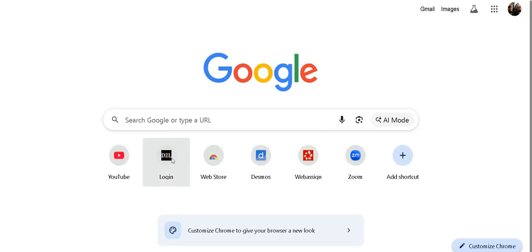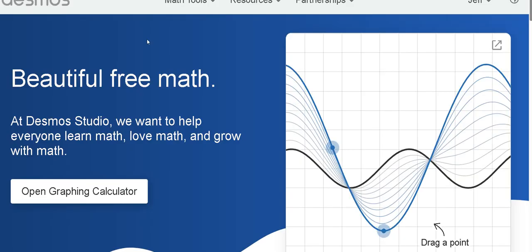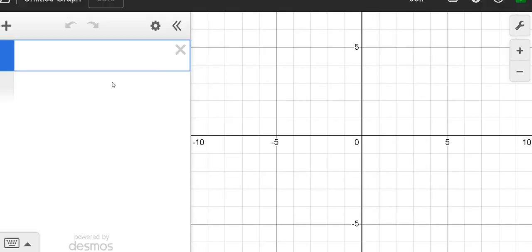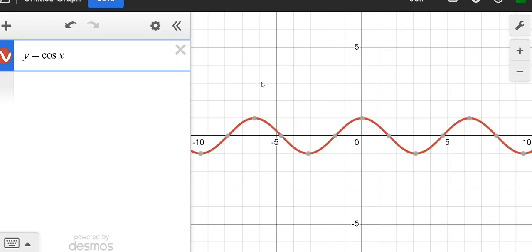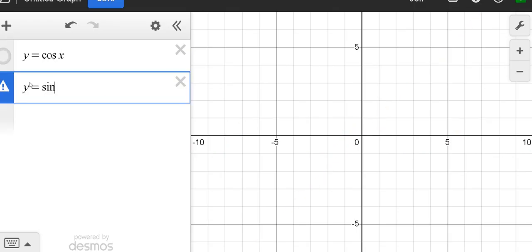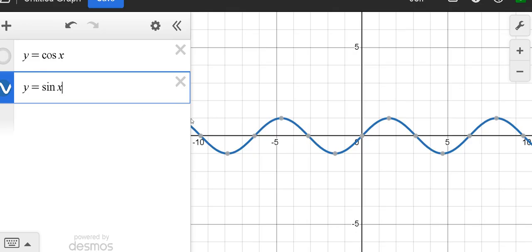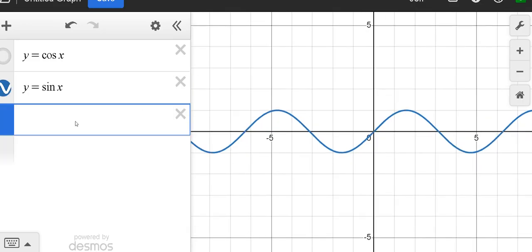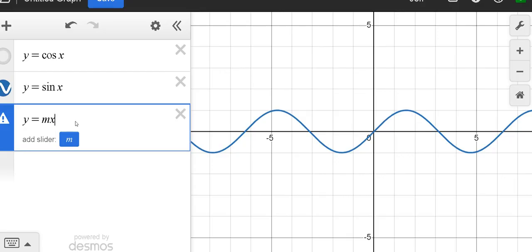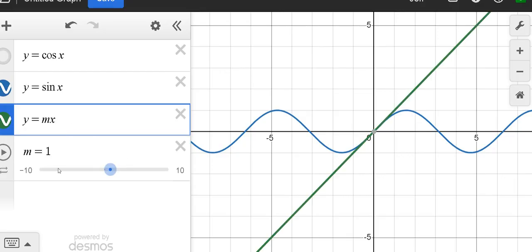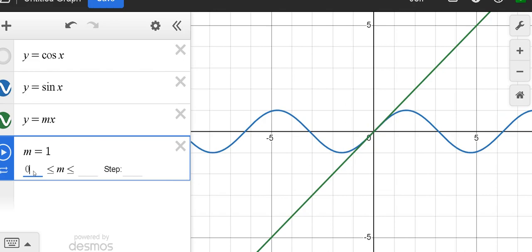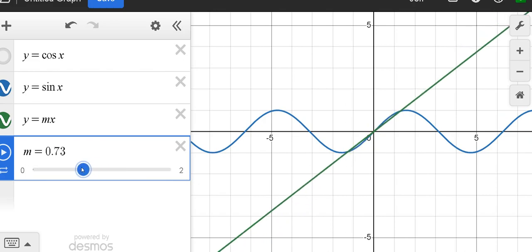Let's see, Desmos. So graphs like y equals cosine of x are symmetric with respect to the y-axis. That's even symmetry. If you had a graph like y equals sine of x, that's got odd symmetry because when you look at the line y equals mx where this intersects our graph, it's always symmetric points on opposite sides of the origin.